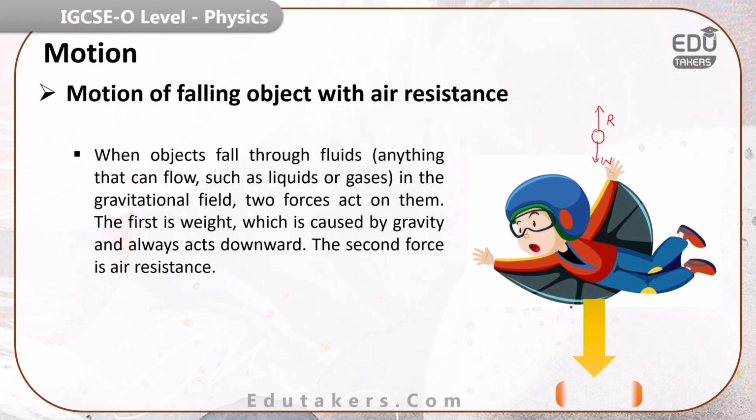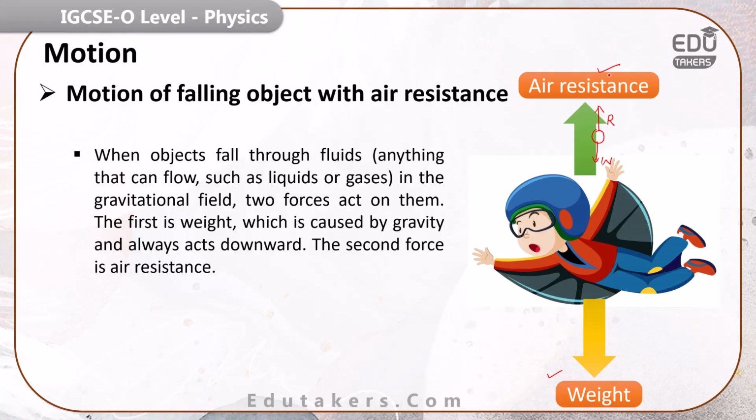You can see here there is a falling object and you don't ignore the air resistance here. The two forces are acting. First is the weight and the second one is air resistance. Air resistance always acts in the opposite direction to the motion of the object. This object is falling in downward direction. That's why the air resistance is acting in upward direction.